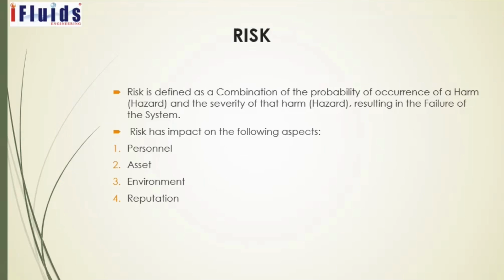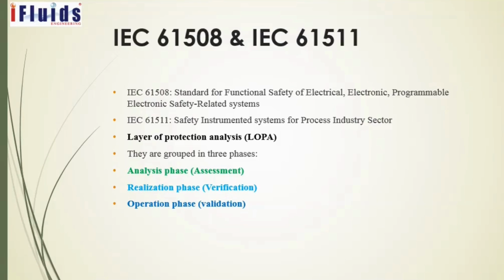So after reliability, which is how much we can rely upon it, comes reliability for what? For the risk. What is risk? Risk is defined as a combination of the probability of occurrence of a hazard or harm and the severity of that harm, resulting in the failure of the system. Risk has impact on the personnel, on the asset, on the environment, and on the reputation of the organization.